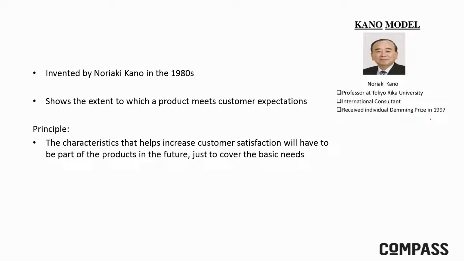One of the principles is that you need to find characteristics that increase customer satisfaction. It'll have to be part of the products in the future, just to cover the basic needs. So what we expect today as part of a product is going to be even more so in the future. What we're happy about today in a product is what is a basic need in the future. So with global competition, it goes faster and faster. Our product demands are higher and higher, and that's where you can use the Kano model.